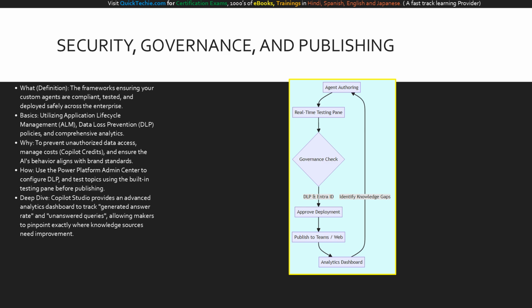Let's trace the governance lifecycle. We begin at agent authoring. The maker immediately moves to the real-time testing pane to validate behavior. Before deployment, the system performs a governance check, ensuring all connections comply with your organization's DLP and Entra ID policies. Upon approval, the agent is published to Teams or the web.